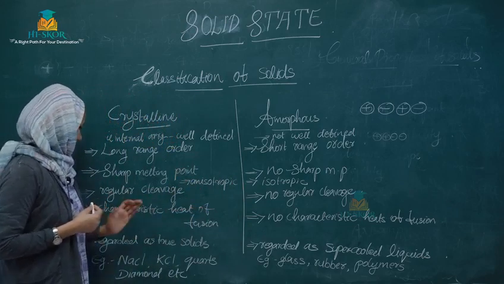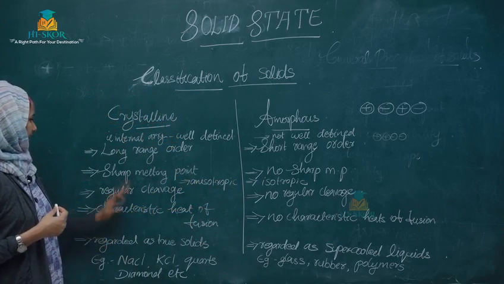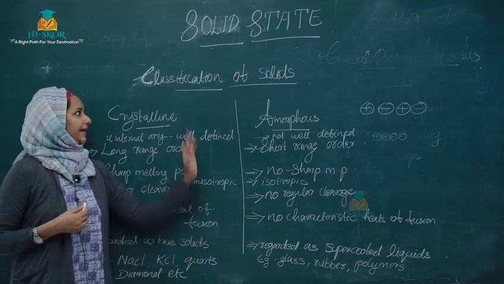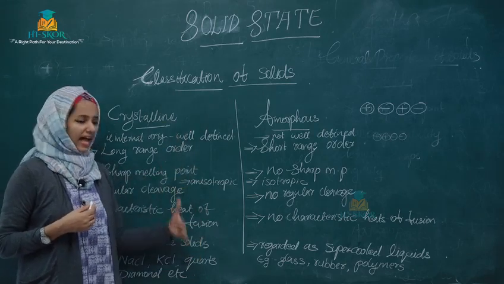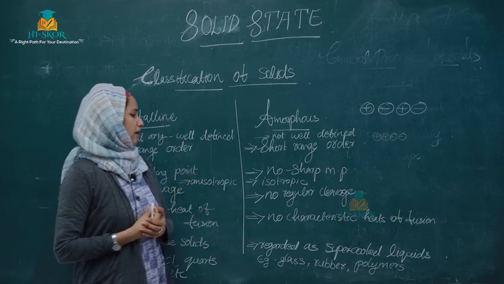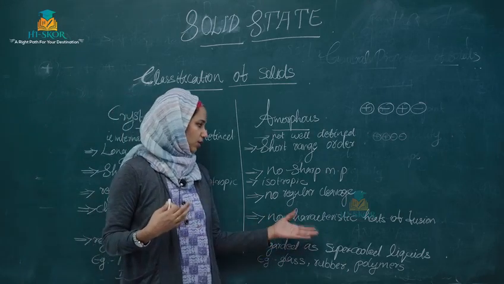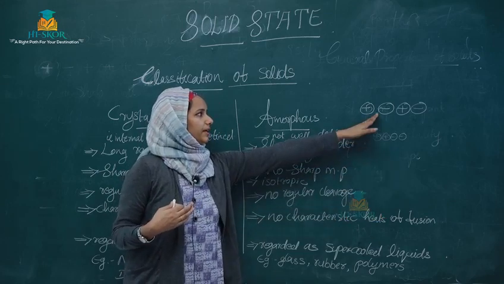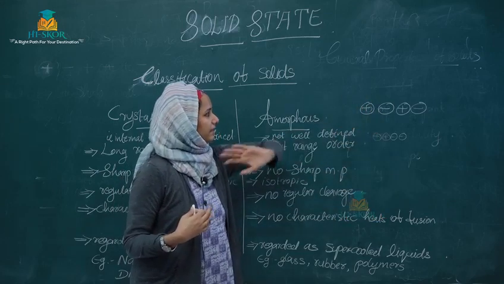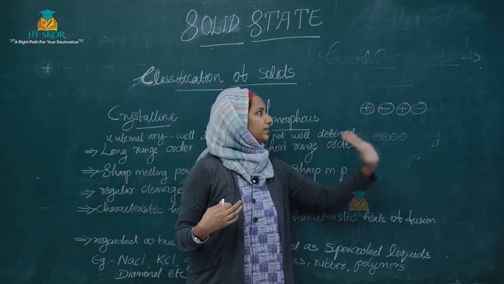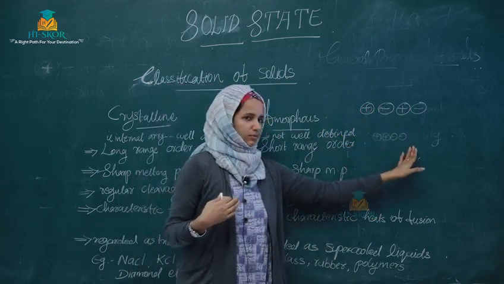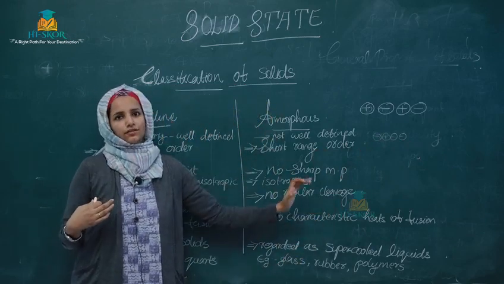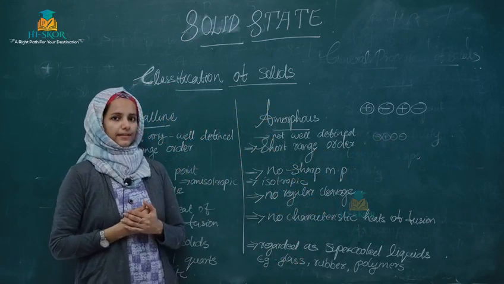Okay. And then the next point is the characteristic heat of fusion. Crystalline solids have a characteristic heat of fusion. But in amorphous solids, there is no characteristic heat of fusion. That is what I just told you. Here the entire bond needs the same amount of energy only, but here it is not so. So there is no characteristic heat of fusion in the case of amorphous solids. That is another difference.